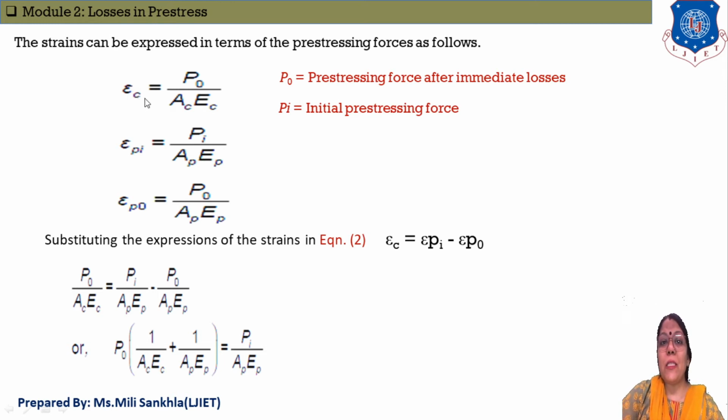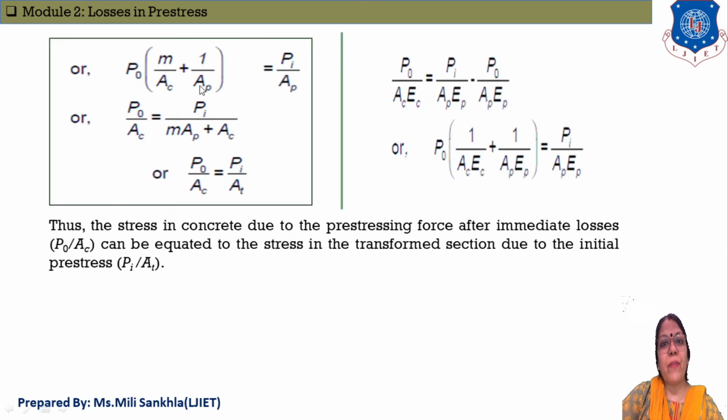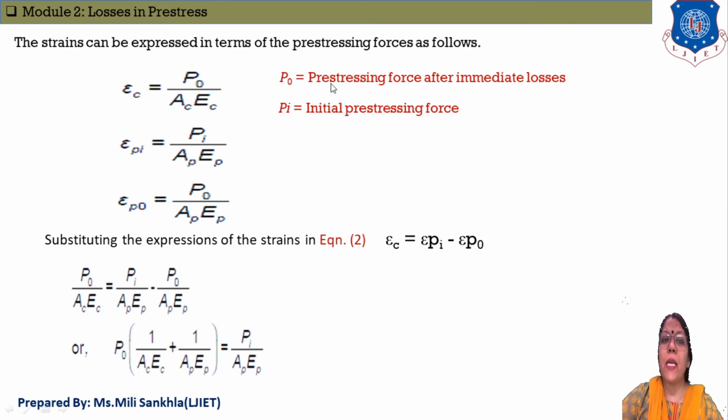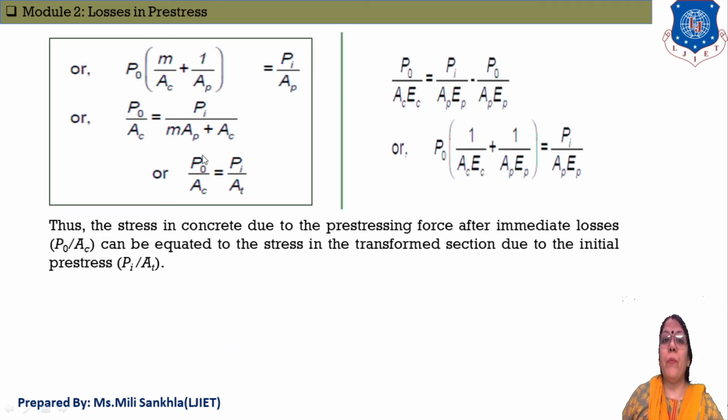Now epsilon c, the strain in concrete, is equal to stress divided by Young's modulus, and stress is equal to P0 by A. Here P0 is the prestressing force after immediate losses, A is the area of concrete, and Ec is Young's modulus of concrete. Now what is epsilon pi? It is the initial strain in the prestressing steel. Here I write down the equation: strain is equal to stress divided by Young's modulus, and stress is equal to P by A. Clear? So epsilon pi is equal to Pi divided by the area of prestressing steel into Young's modulus of prestressing steel.